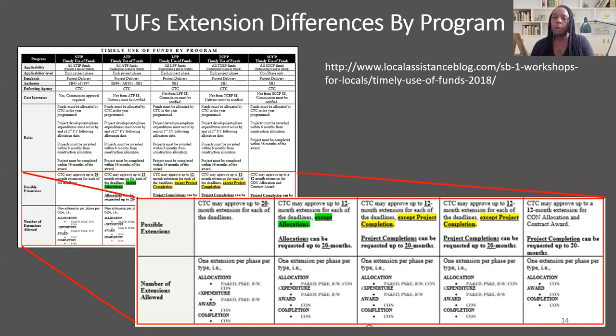So for STIP, you can request up to 20 months of an extension for everything. But for ATP, it's different. You can only request up to 12 months, except for allocations, you can get a 20-month extension. And then the SB1 programs have their own deadlines or requirements as well with extensions.